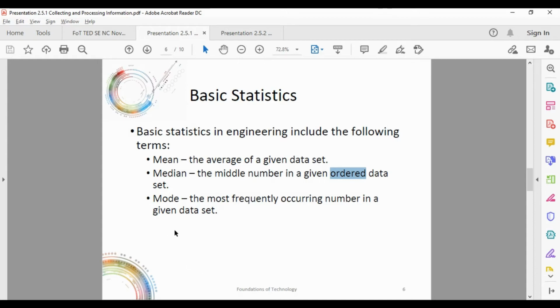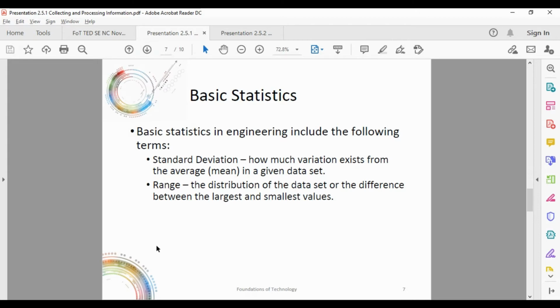In a normal set of data, kind of when there's nothing unusual about the set of data, usually these three are going to coincide or be pretty close to one another. But that is not always the case, and it's part of the reason why we have three different methods of central tendency. The others are measures of spread. So we have two measures of spread here. The standard deviation, how much variation exists from the average in a given data set. Kind of think about it in terms of average spread. And then the range, the distribution of the data set, or the difference between the largest and smallest values. This is the term that we use the most, which is you find your largest value, you find your smallest value, you subtract the smaller from the larger.